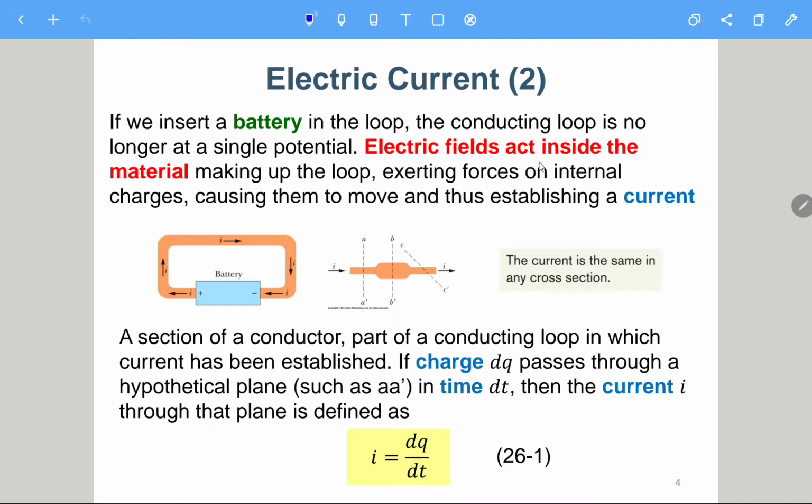So an electric field acts inside the material making up the loop, exerting force on internal charges, causing them to move, and thus establishing a current. So there will be an E field inside the conductor, and this E field will push the electrons to move.